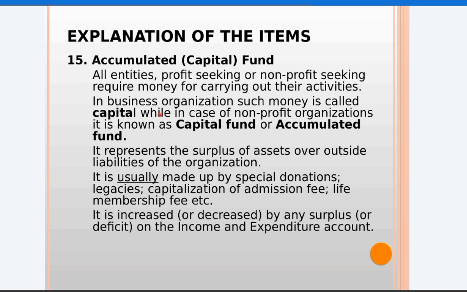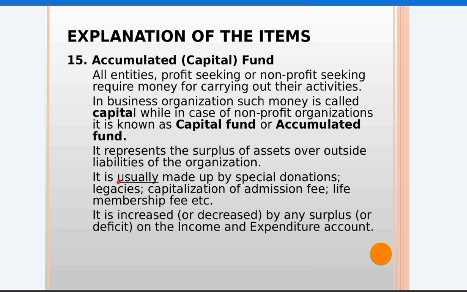So we are saying all entities that are not profit making will also require money, similarly to the profit-making organization. Whether they are profit making or non-profit making, they will require money to finance their activities. In a business organization, we call such monies capital, but in a non-profit organization, we call it the capital fund or the accumulated fund.